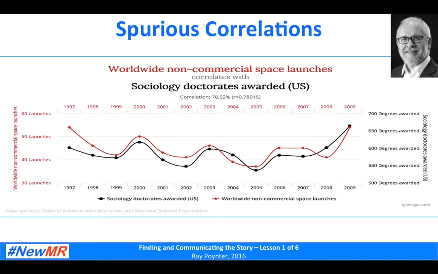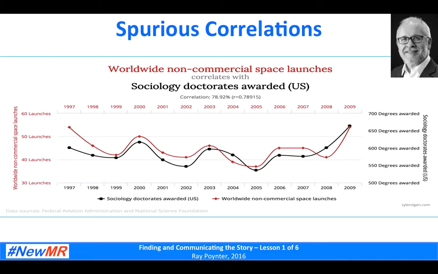As we get more and more data, we will get more and more spurious correlations. The worldwide non-commercial space launches is not appropriately correlated, interacting with sociology doctorates awarded in the US. They will relate to either some background phenomenon or simply be chance.